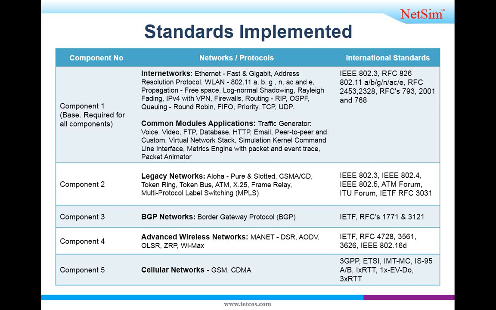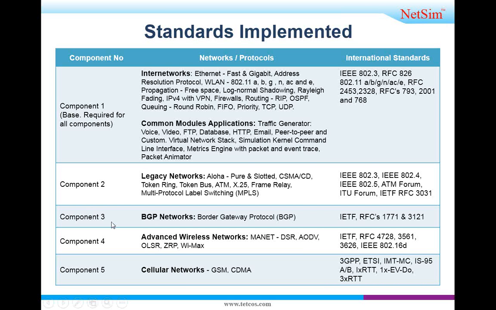Then propagation, routing, firewalls, queuing, and some common module applications are there, which has a traffic generator, where you can generate various kinds of traffic, that is voice, video, FTP, database, HTTP, email, peer-to-peer, custom. These kinds of traffic can be generated on any node from one source to destination. Then it has virtual network stack, simulation CLI, and metrics engine, which has packet and event trace, then packet animator. So these are some common module applications which are available in component 1.